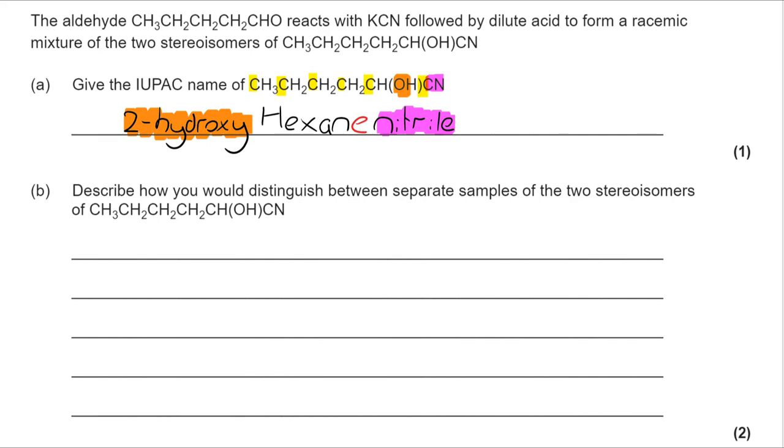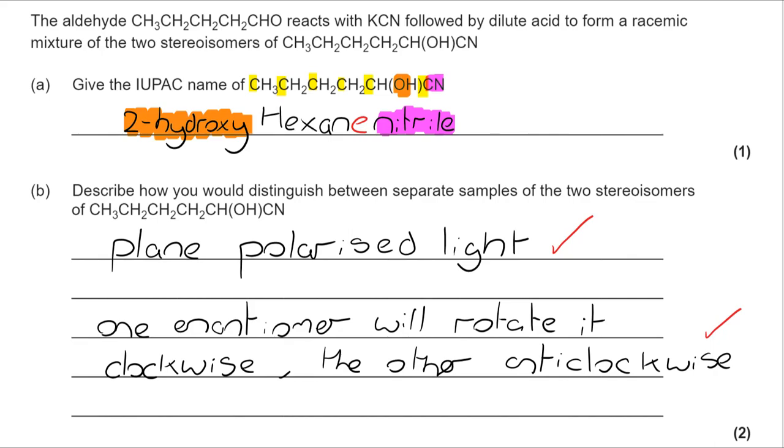Okay, on to part B, describing how you would distinguish between separate samples. Straightforward factual recall here. In optical isomerism, we use plane polarized light, and when you shine plane polarized light through the sample, one of the enantiomers will rotate the light clockwise, the other will rotate it anti-clockwise.